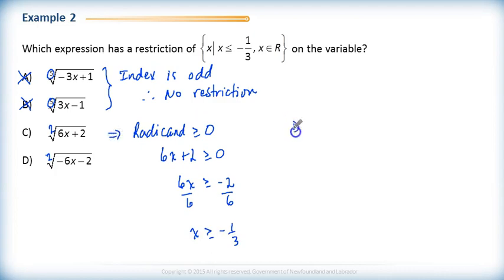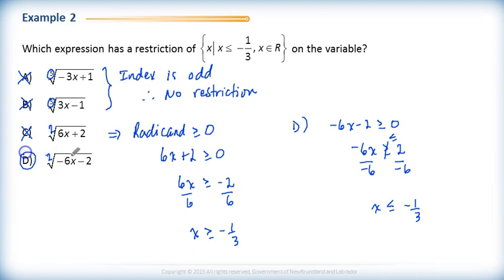Let's do D. Let's see what happens there. Again, our radicand must be greater than or equal to 0. So we've got negative 6x minus 2 greater than or equal to 0. Negative 6x greater than or equal to 2. We divide both sides by the negative 6. But when we divide by a negative, we have to change the direction of the inequality. So we wind up with x less than or equal to negative 1/3. Therefore, C is incorrect, D is correct.